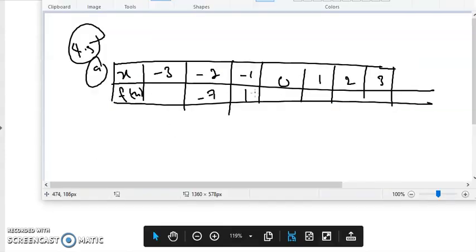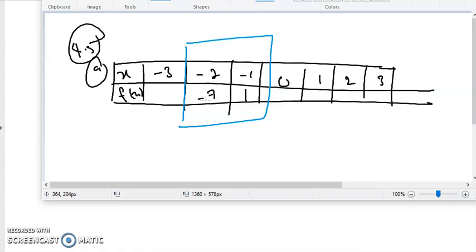Substitute the values, and you get the answer, which is there is a change of sign. When you substitute the value of x is equal to -2, you will get -7. If you substitute the value of x is equal to -1, the value is 1. So there is a change of sign here, means the root will be located between -2 and -1.